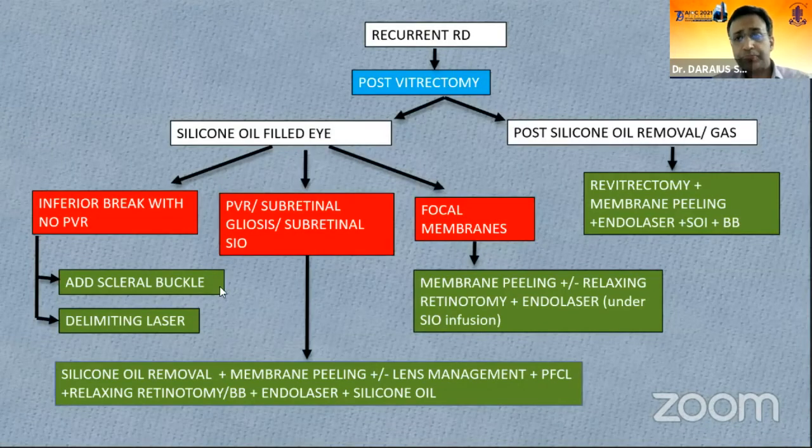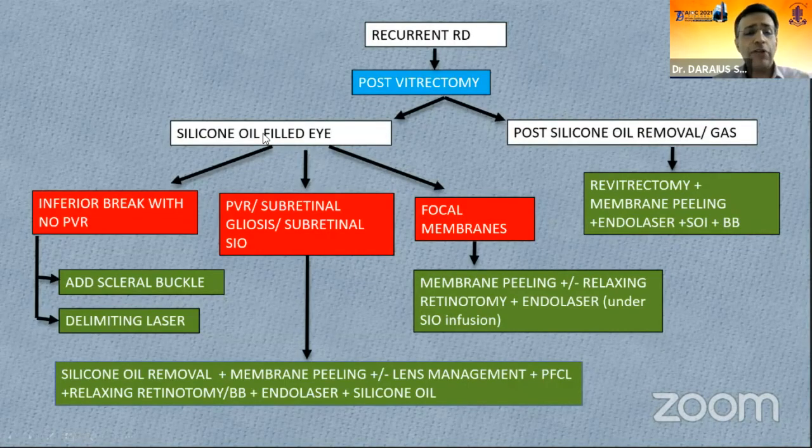So this is a very busy slide. Let me just take you through it. So if we have a recurrent RD and it is post-vitrectomy, and if we've had an oil removal or the gas is gone, then there's only one option, which you can see on the right. We have to do a revitrectomy, membrane peeling, endolaser, oil with or without a belt buckle.